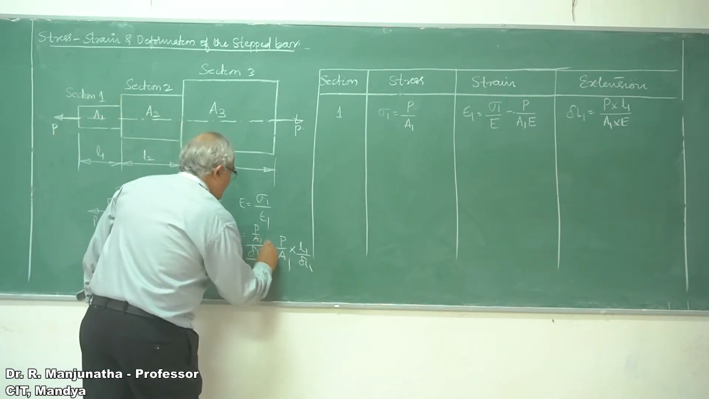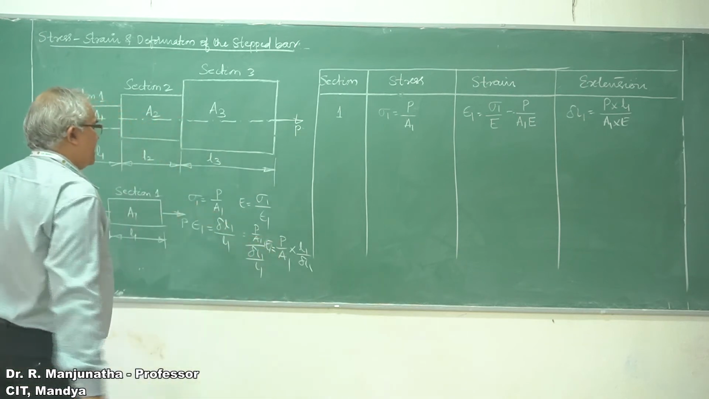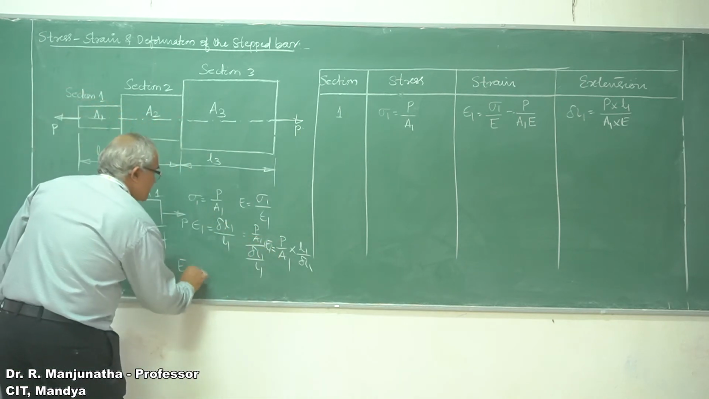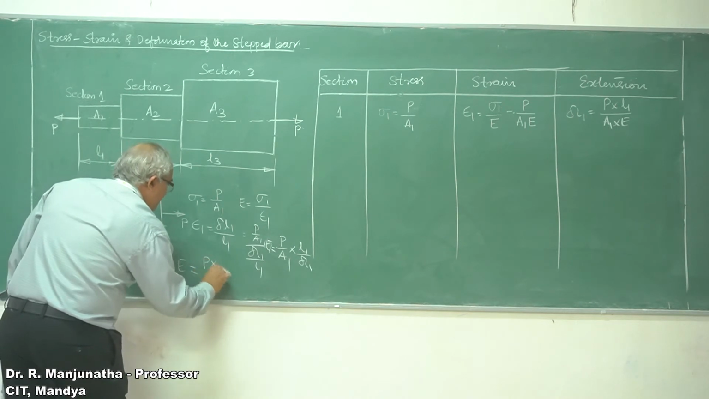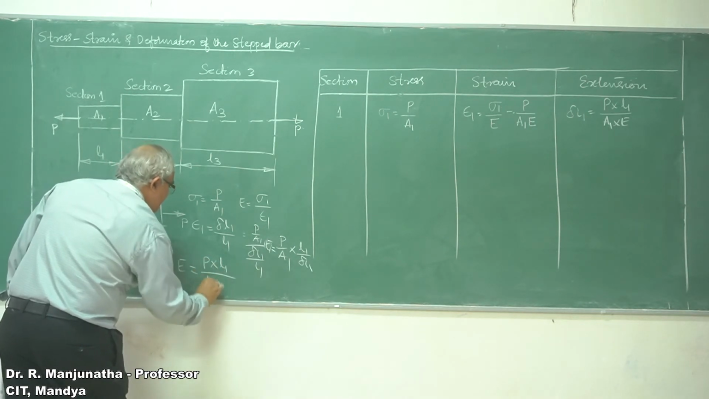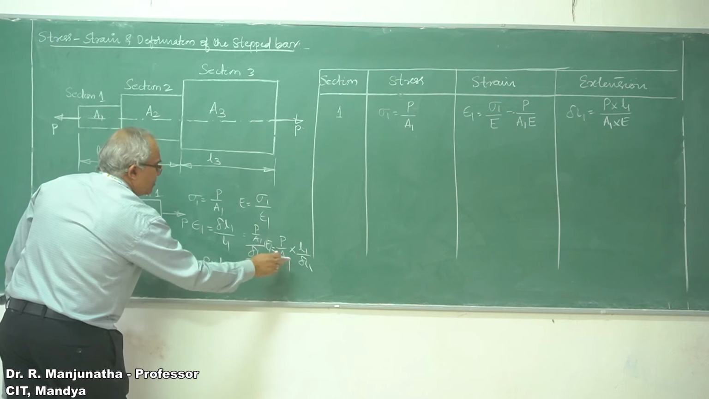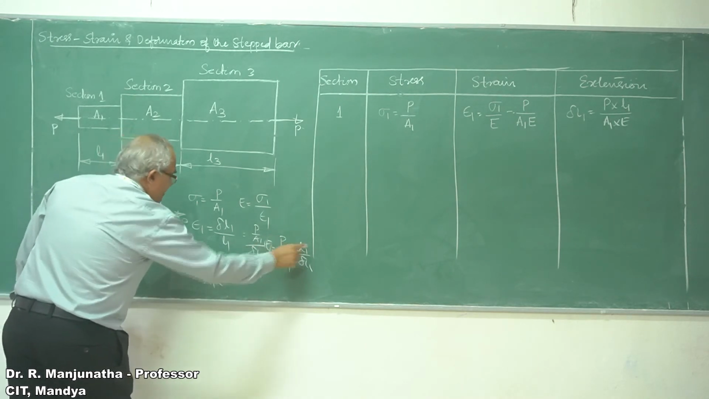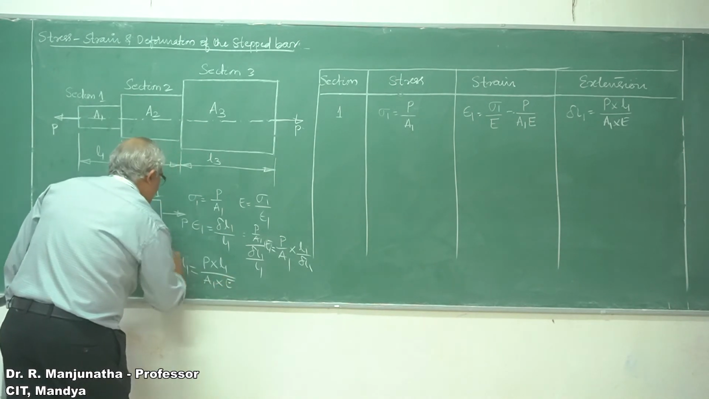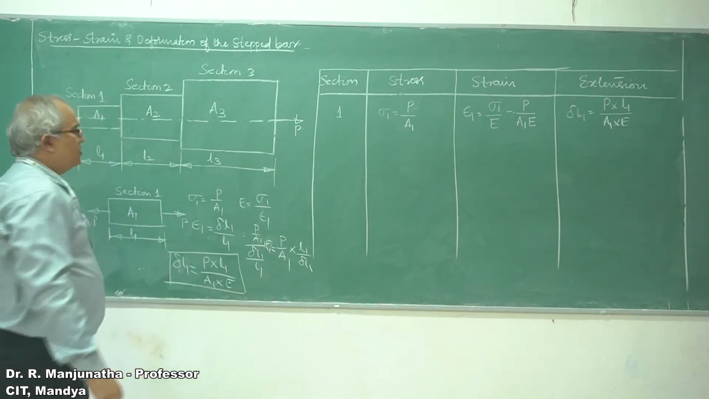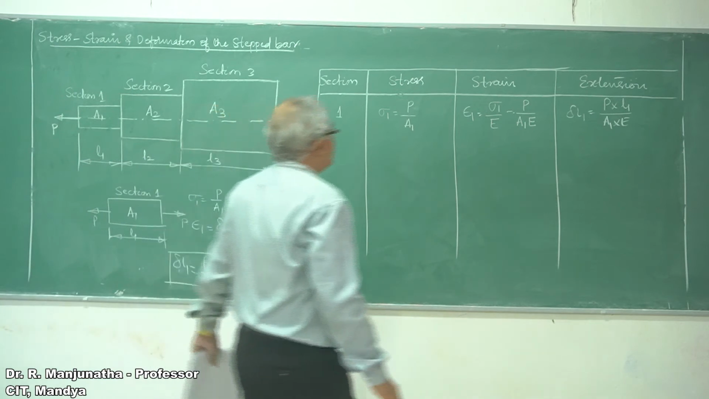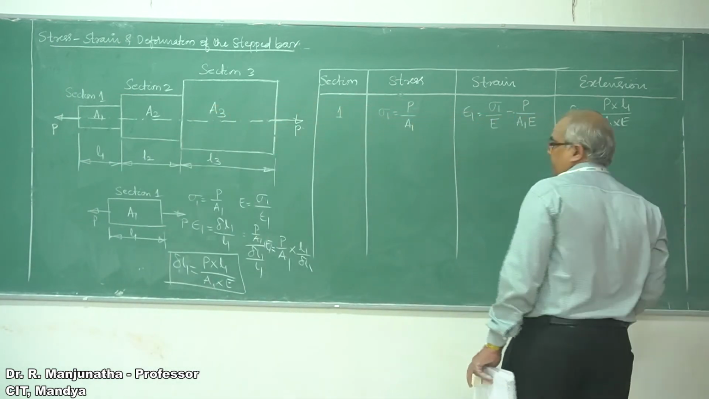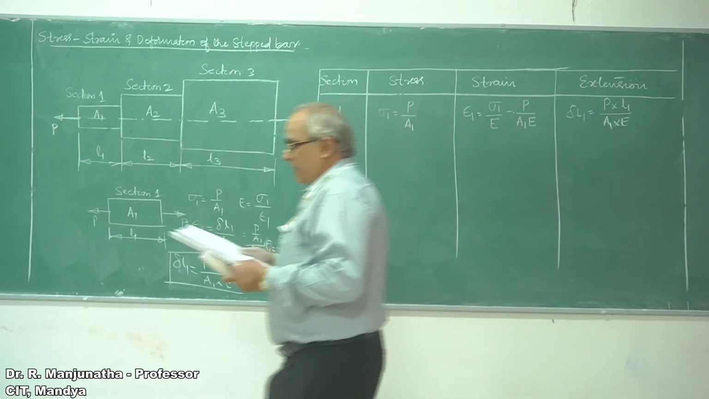So this is going to be E. So what we want is E. So E is given by P into L1 divided by A1 into E. P into the delta L1 will be given by P into L1 by A1 into E. So this is the expression, the same expression that I have written here. So this is how you will be able to get it.